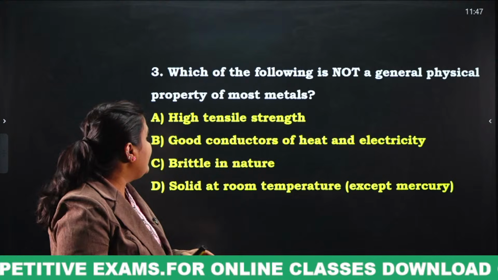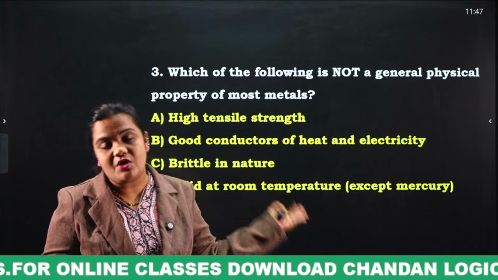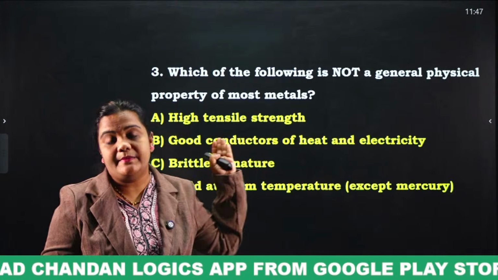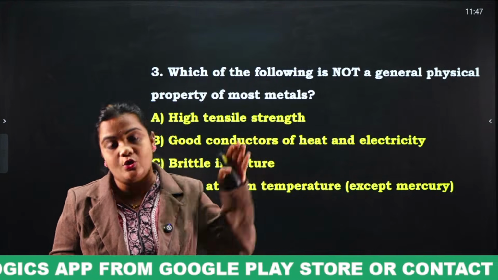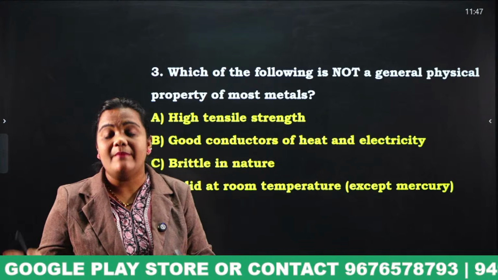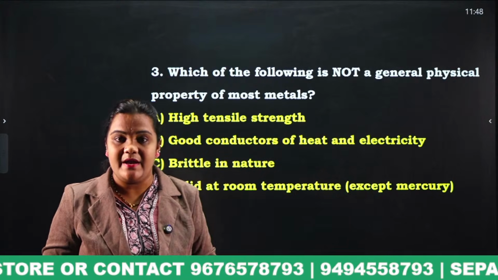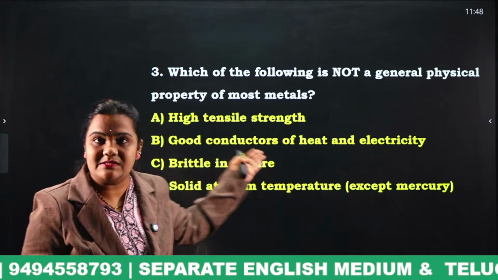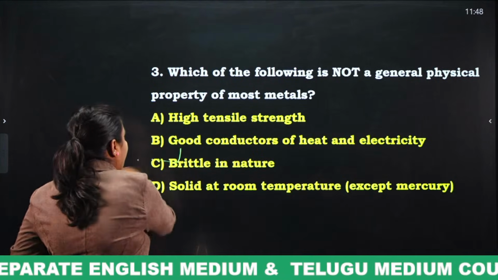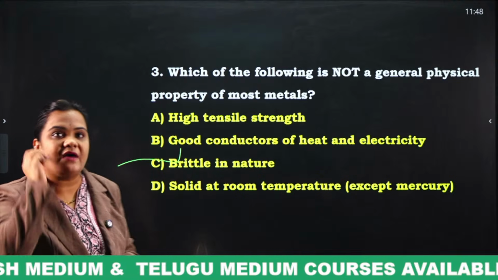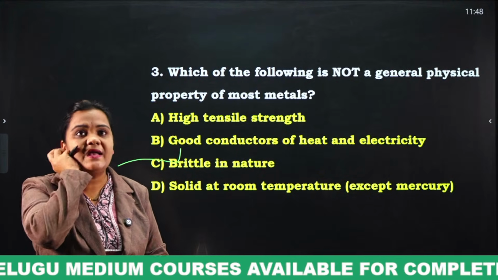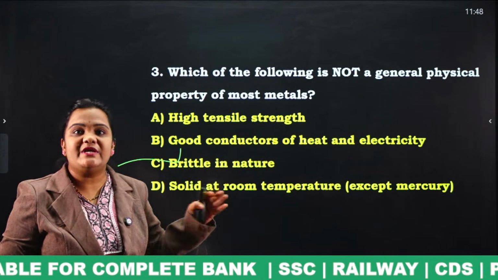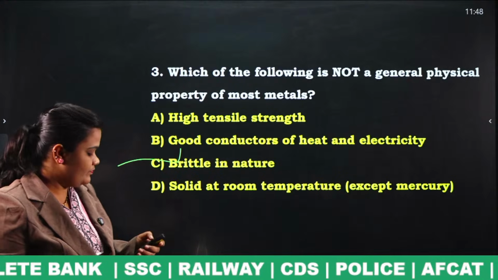And not only that, metals are good conductors of heat as well as electricity. And one more thing, metals exist as solid at room temperature except mercury, but they are not brittle in nature. Non-metals are brittle in nature but not the metals. So option C is the correct answer. Very good, students. Anita, very good. I have already explained each and everything. Yes, brittle nature is in non-metals.